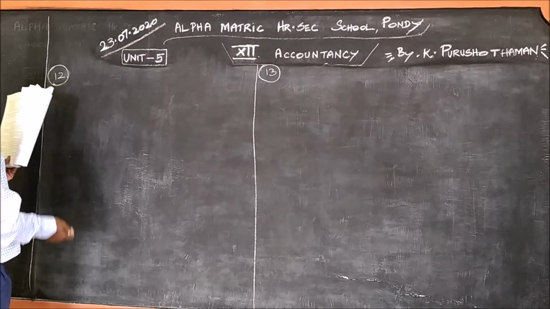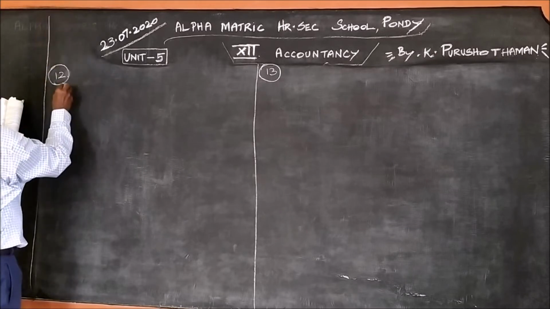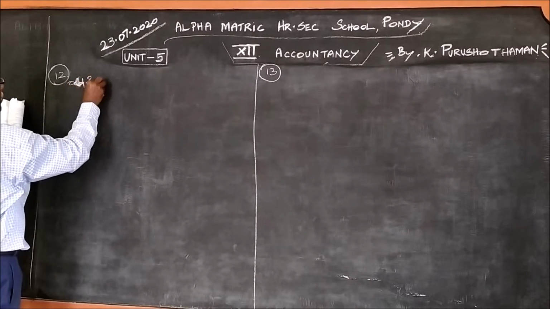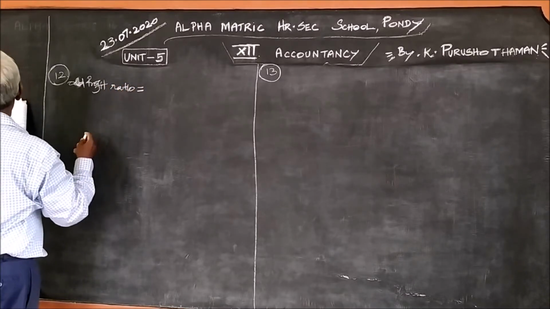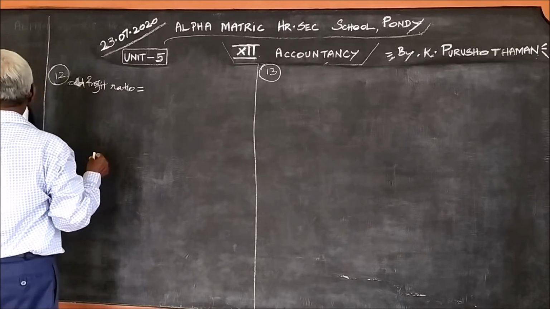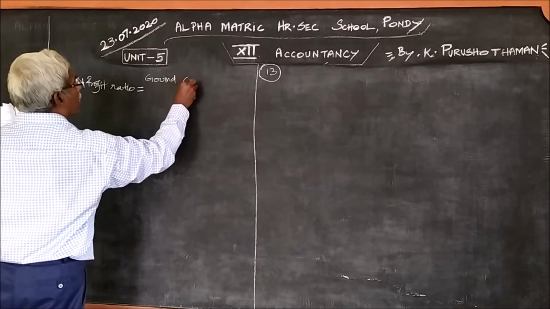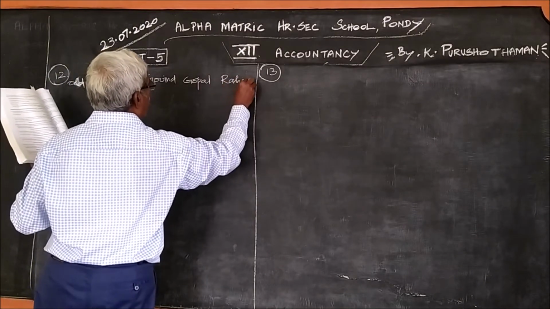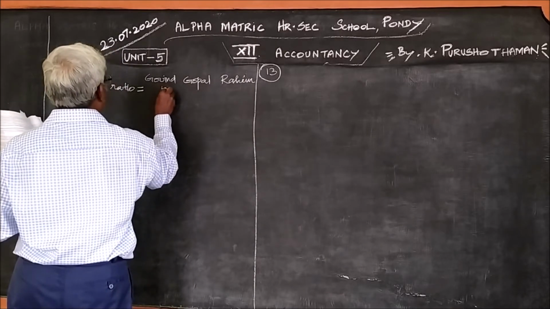Okay, now we shall pass on to the 12th one. Govind and Gopal are the partners. Rahim is admitted. The old profit ratio is equal to Govind, Gopal, Rahim: 5:4.